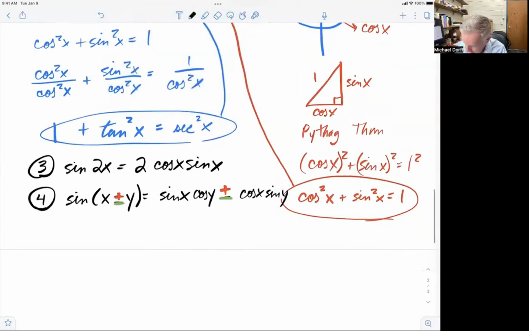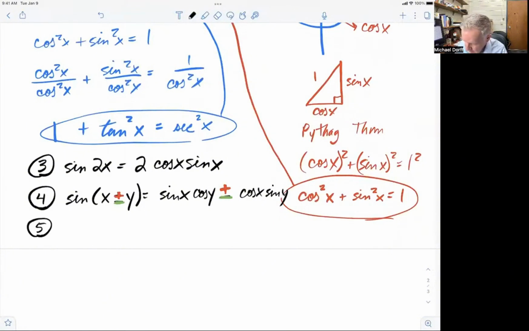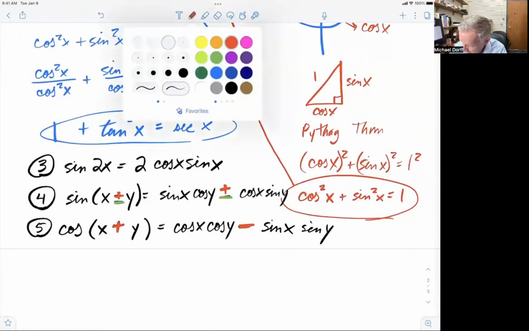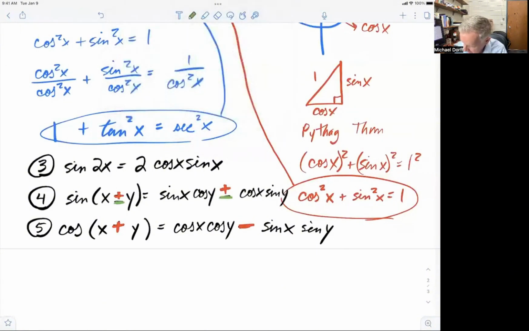And then the next one that you should know, and we'll say this is the last one. So these are the top 5. If I have cosine of x plus y, that's going to be cosine x cosine y minus sine x sine y. So just emphasize that. If I start with a plus between them, I get a minus. And if I had a minus on the left side, then I get a plus on the right side. So those are some of the main trig identities.